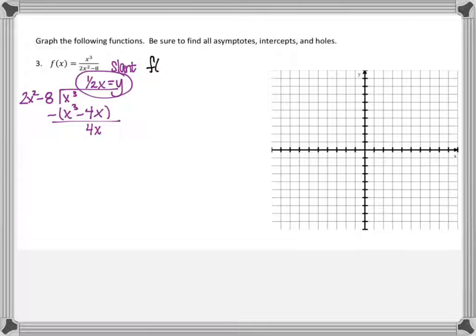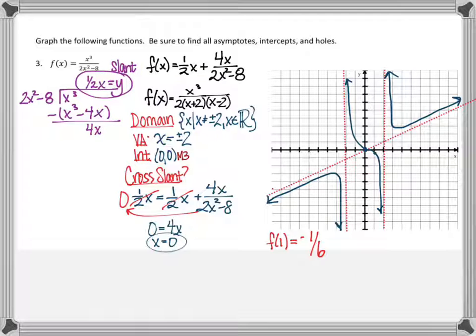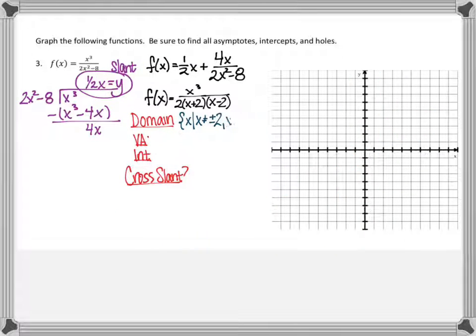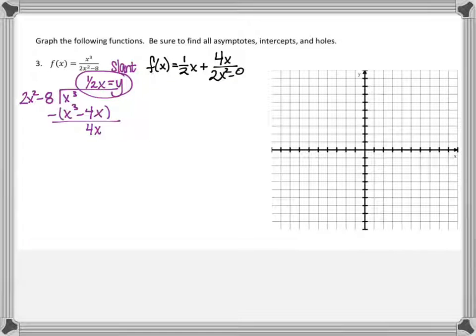And I'm going to write this now in this new form, with 1/2 x plus that remainder over my original denominator. So again, the only difference between how we've been graphing these so far is now finding the slant. For the rest of this, I'm going to do everything else the same way.